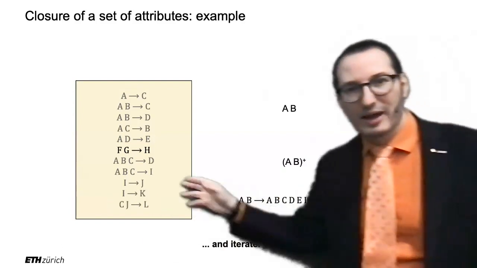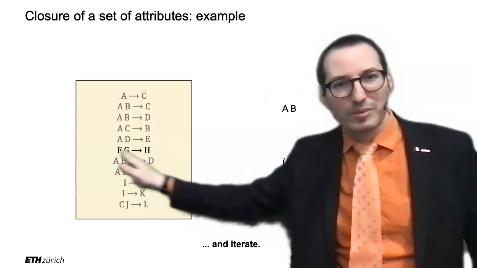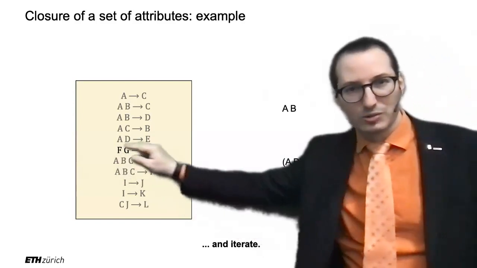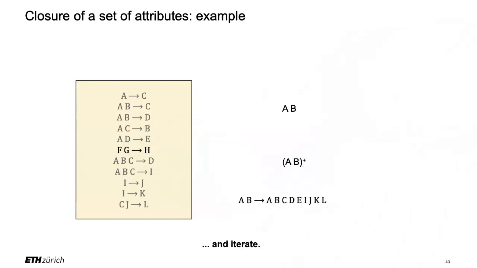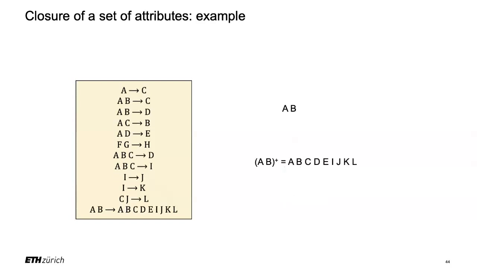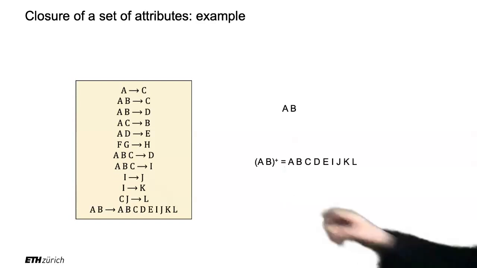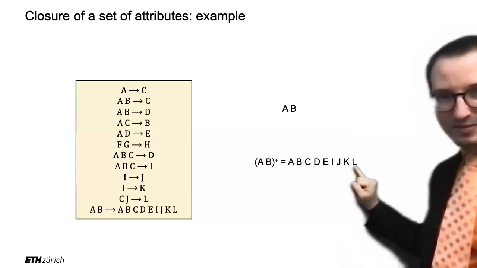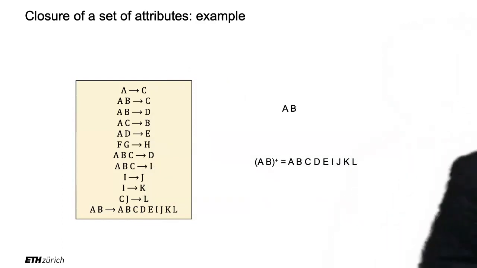And that's it. And then I look again, there's only this one remaining and it's still useless, right? I still don't have F and G in here. So this, I cannot use. That tells me that formally, the transitive closure of the set of attributes AB is A, B, C, D, E, I, J, K, L. And I note it like this with this little plus here, AB plus is all of that, right? And that's the mechanics for actually doing it.